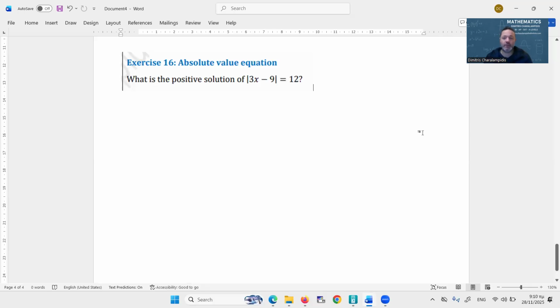Exercise 16. Once again, it's from my set 4. What is the positive solution of the absolute value of 3x minus 9 equals 12? Here, I'm going to do it by hand.